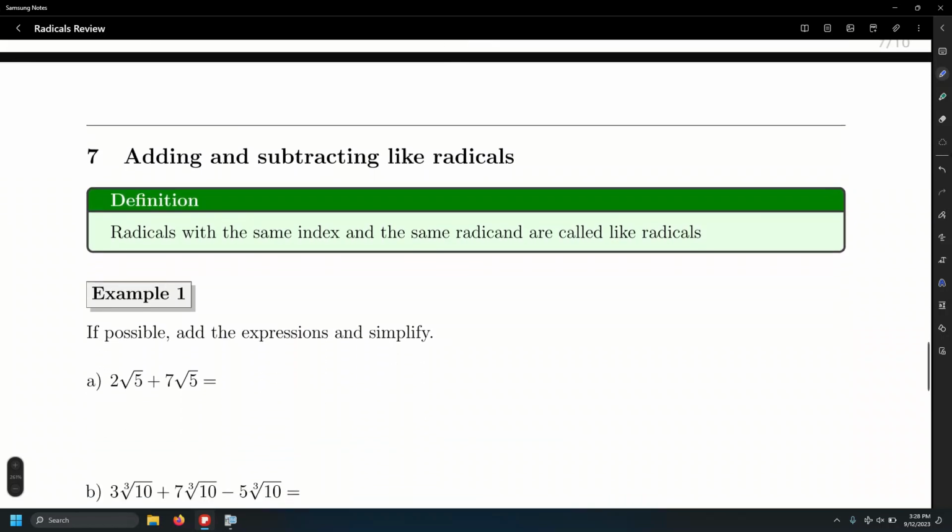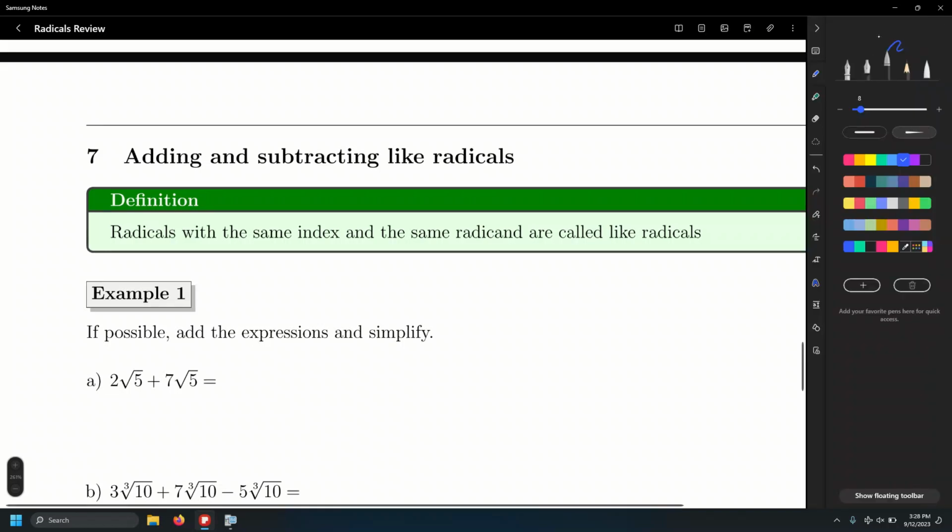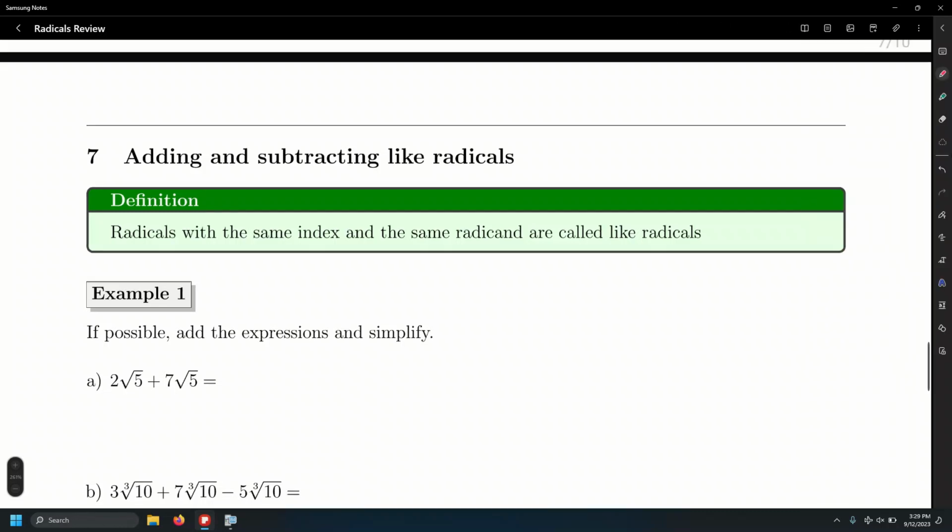Adding and subtracting like radicals. Well, what we're going to do next is just combine like terms. I mean, in a nutshell, it's combining like terms. For instance, let me give you a couple of examples in which we do the combining like terms. For instance, 3x plus 5y, minus 7x plus 3y.